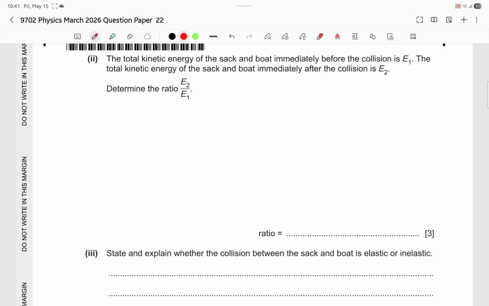Now, the total kinetic energy of the sack and the boat immediately before the collision is E1. The total kinetic energy of the sack and the boat immediately after the collision is E2. Determine the ratio E2 by E1.